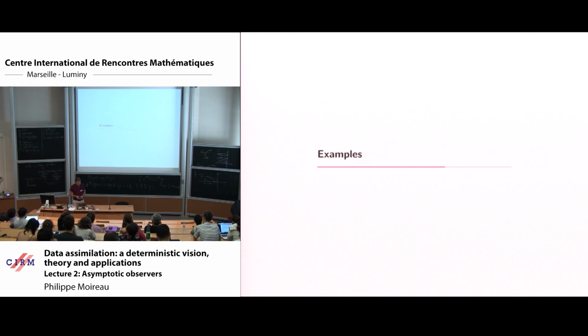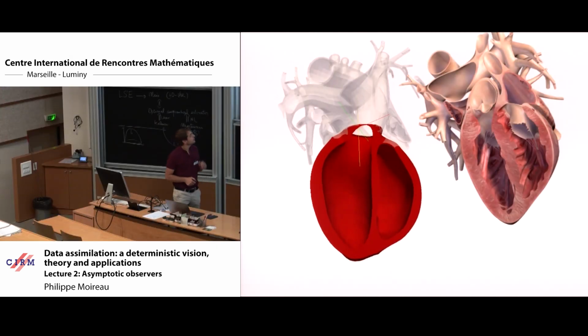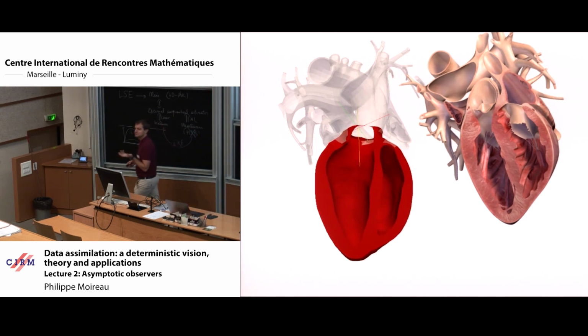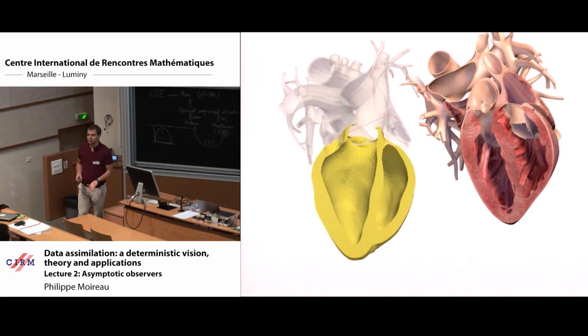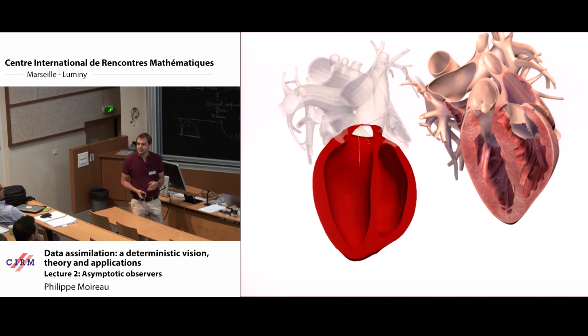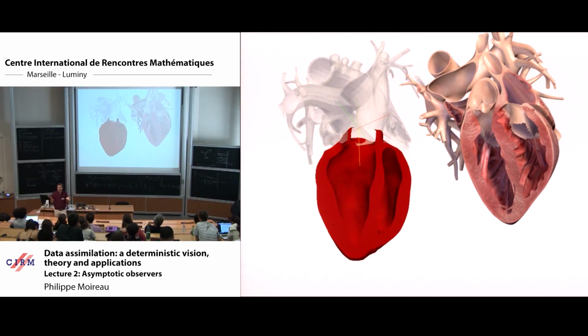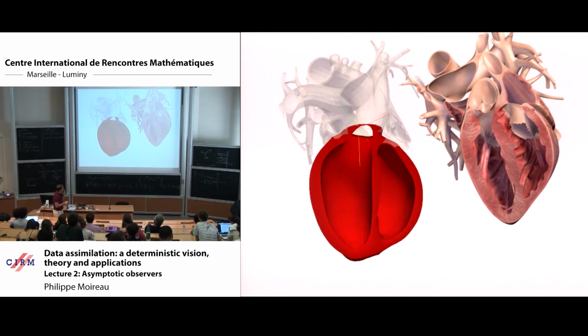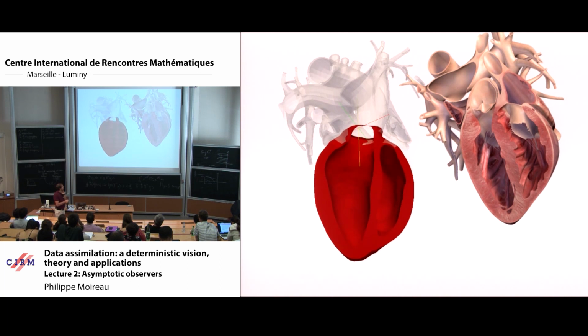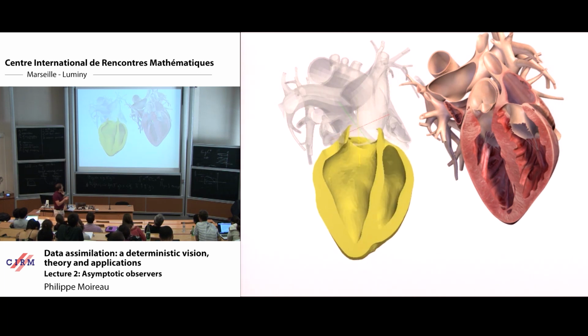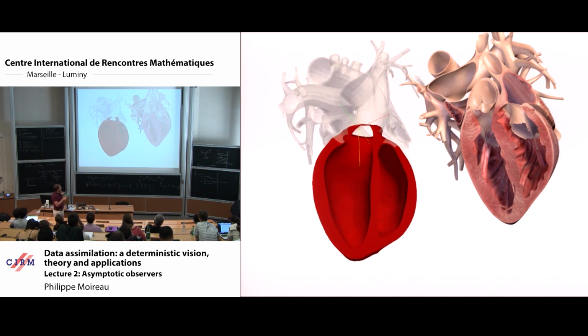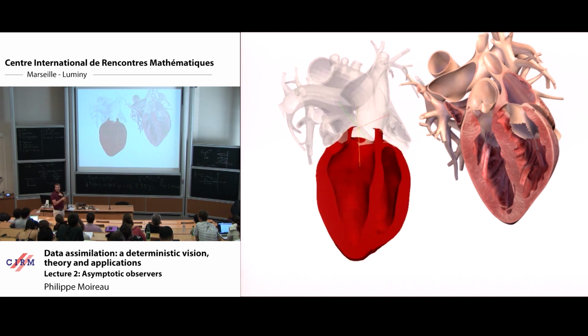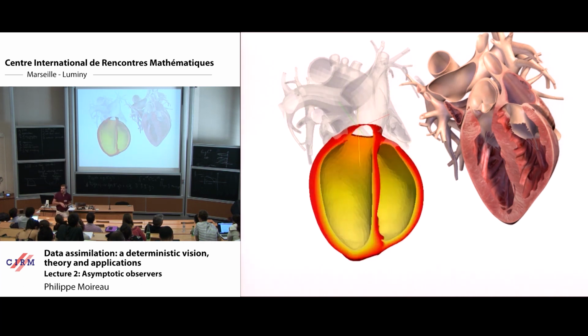So let's move now to real examples. The same problem, but with a real geometry. It looks like the same type of problem, but for the real heart. I don't know if you are used to seeing a heart beating. So this is a heart, cut like that.